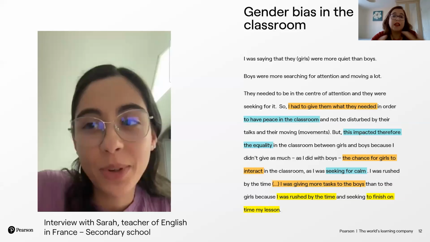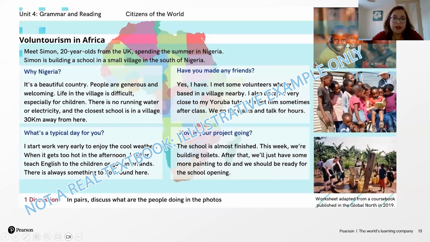And this is just an example of how gender bias can manifest in the classroom. The other biases that I would like to share with you are based on the materials we use, the books, the textbooks, and sometimes we are obliged to use the textbooks that we are handed by our schools, and we have very limited room for adaptation.